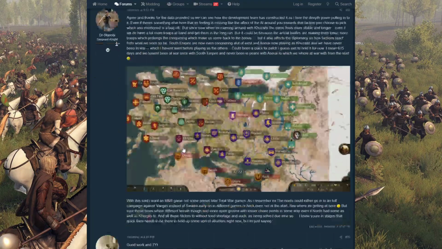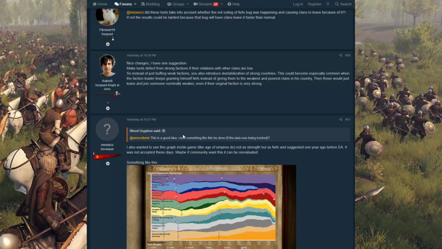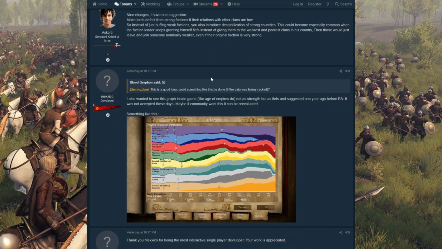Okay, let's see what he replied to then, because it all looks very similar. Alrighty, so first: this is a good idea. Could something like this be done if the data has been tracked? I have an Age of Empires screenshot. I also want to see this graph inside the game like Age of Empires does. Not his strength, but his fiefs, and suggested 1 year ago before EA. It was not accepted these days. Maybe if the community wants this, it will be reevaluated. That would be so cool. You can see wherever you started the game and then how stuff changed. That would be insane.